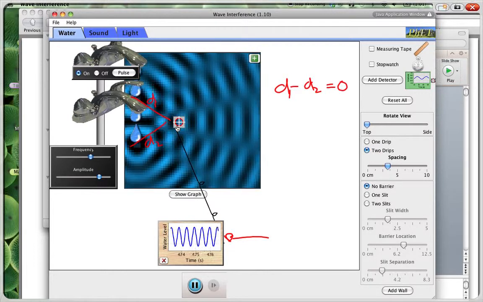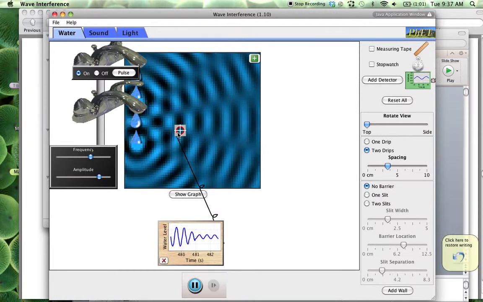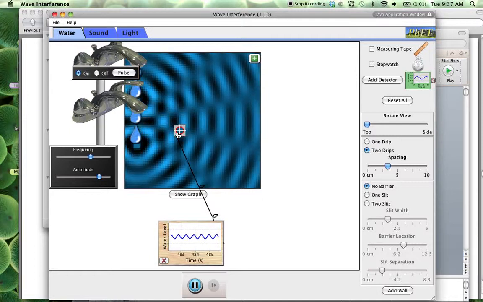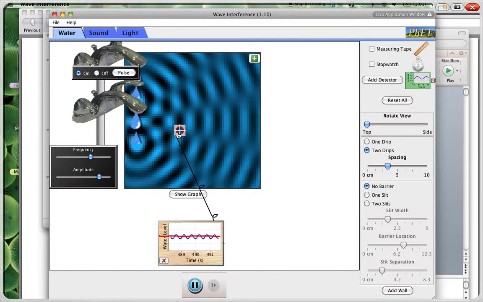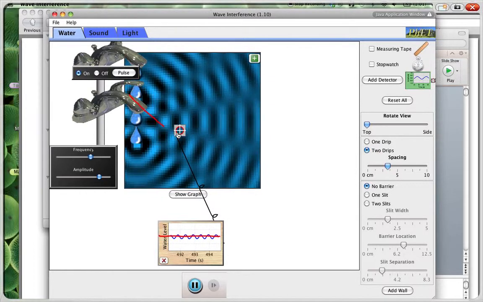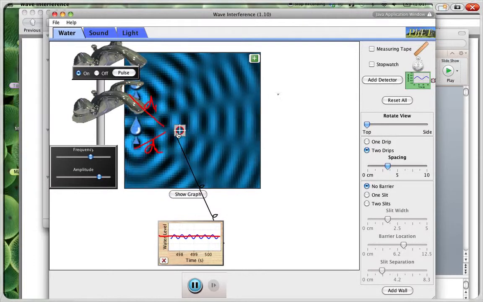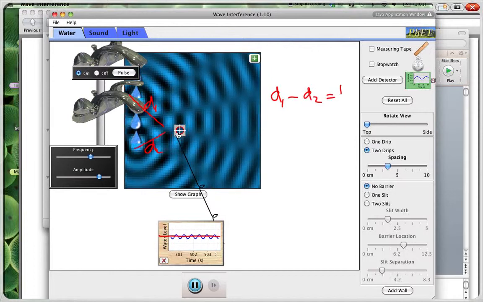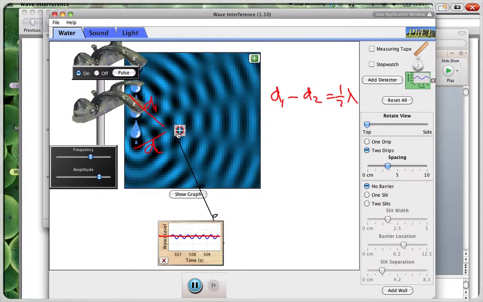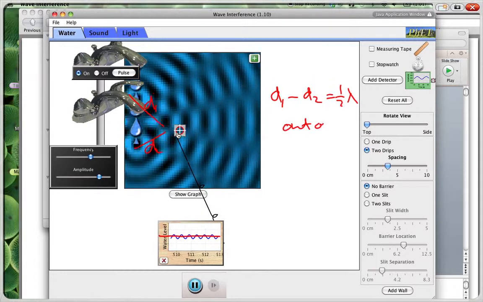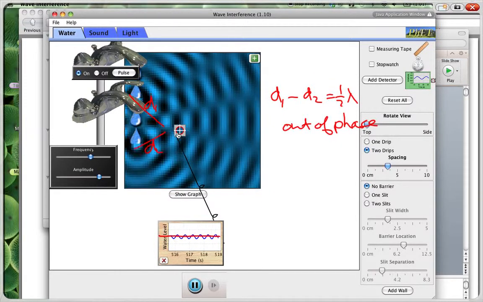If I move this down to a point where you can see that we are getting destructive interference, the wave is much smaller. This should actually just be a straight line. I haven't got that, but anyway, just assume that it is. So if I have that length and that length, this is D1 and D2, then D1 minus D2 is a half wavelength. So they're coming in exactly out of phase. The waves are coming in out of phase, and you're getting destructive interference at that point.